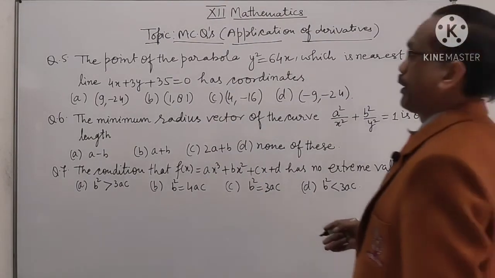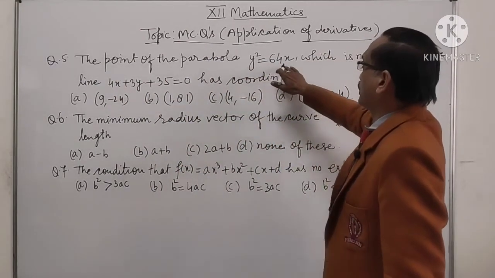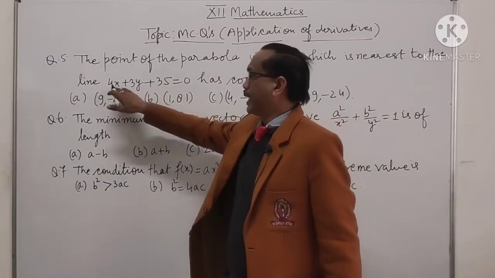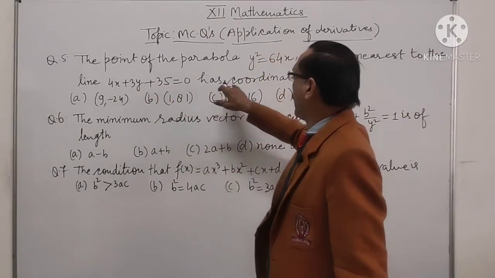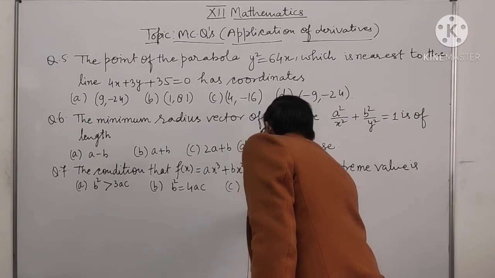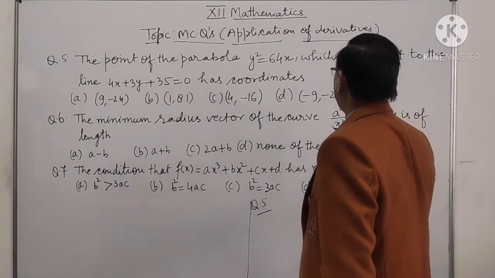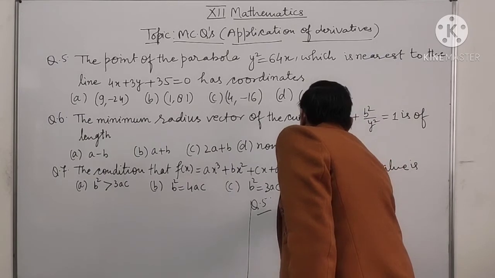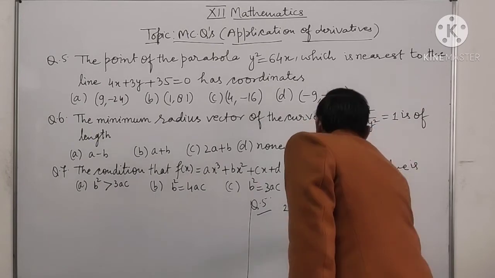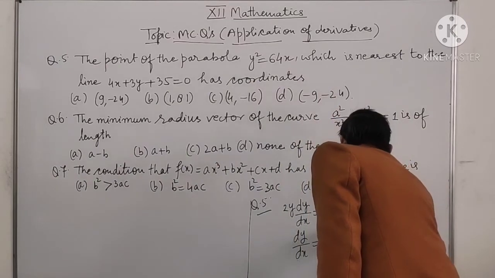Student, now question number 5. The point of the parabola y² = 64x which is nearest to the line 4x + 3y + 35 = 0 has coordinates. So see the solution. Let us find the slope of the tangent. It is 2y dy/dx = 64. Then dy/dx is 64 upon 2y.